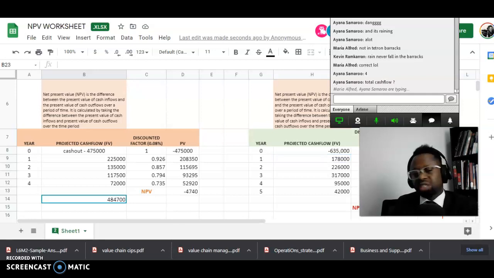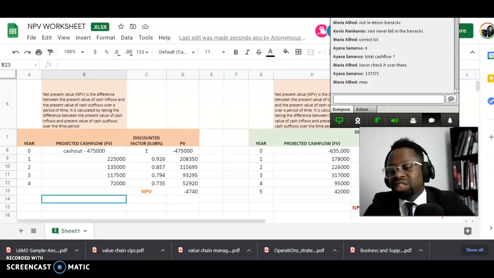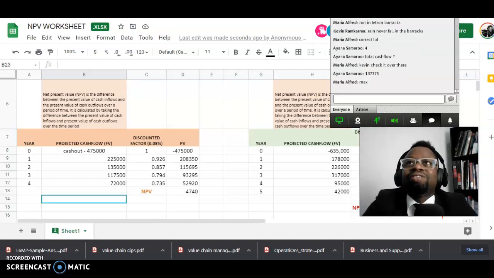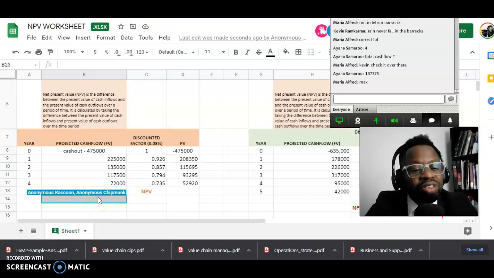Plus 117,500 plus 72. Okay, yeah, your figure is not correct. Go again. I have the correct figure on my phone here. 225,000 plus 135,000 plus 117,500 plus 72,000. That should give you a figure of, tell me, type it for me.